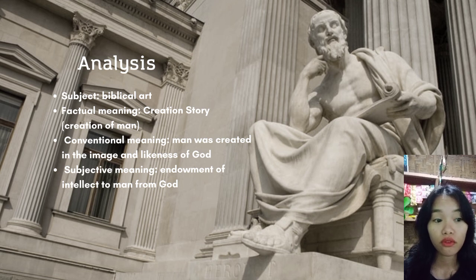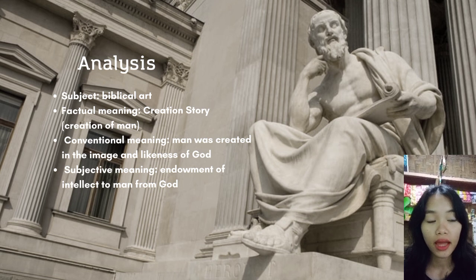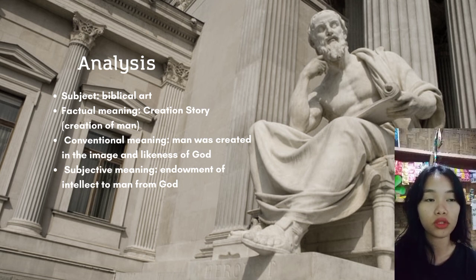There are different stories of the creation of man, like in Norse mythology. In Norse mythology, the first man, Ask, and the first woman, Embla, were created by the gods Odin, Vili, and Ve from two tree trunks. Conventional meaning: man was created in the image and likeness of God. Imago Dei, this Latin term means image of God and suggests that humans possess certain divine attributes.